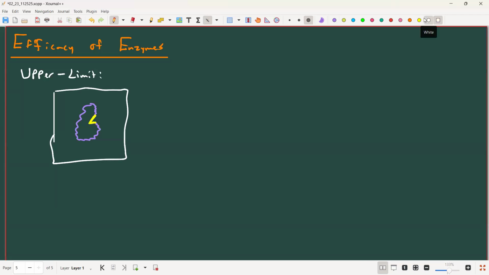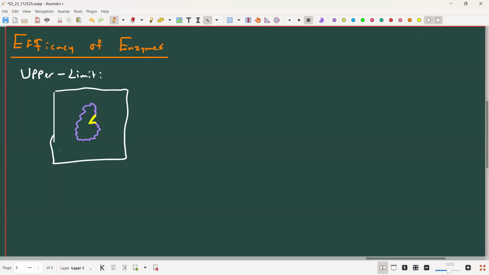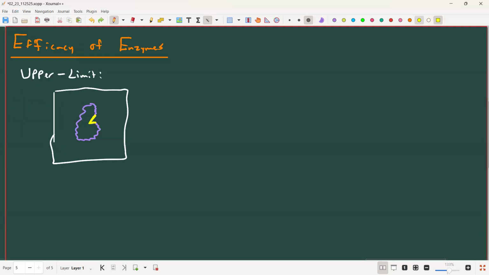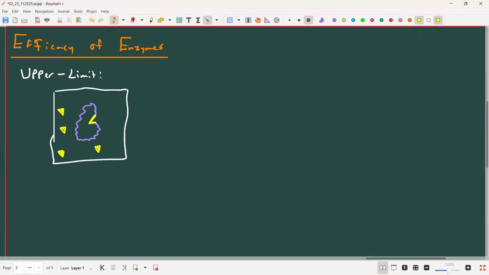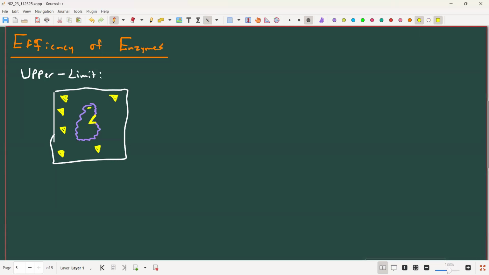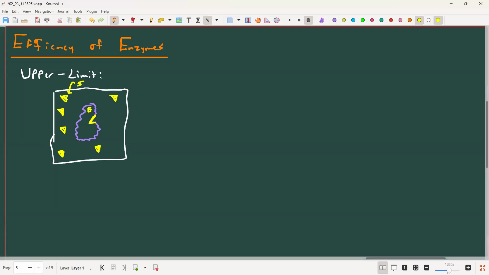And floating around the system are substrates. So our substrates are little triangles. So we've got some substrates floating around, right? We have some concentration. This is E. These are S's. So what would be the fastest possible rate that we get?